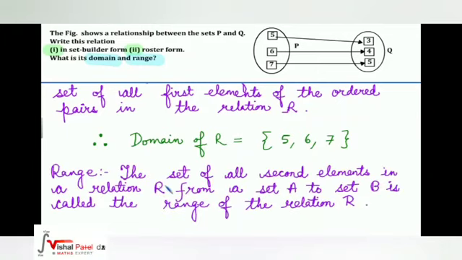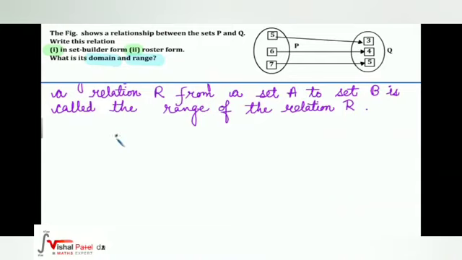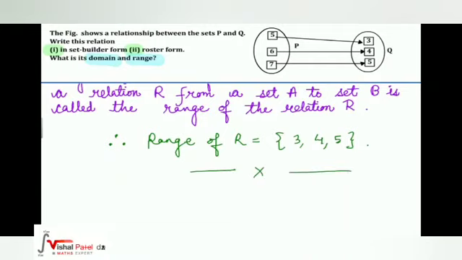And range, the set of all second elements in a relation R from a set A to set B, is called the range of the relation R. So the range of the relation is equal to {3, 4, 5}. So this is your final answer. Now move on to question number 5.